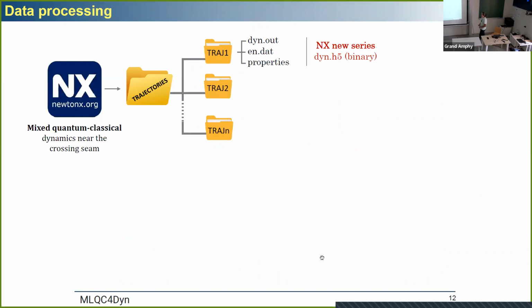So the first step in this pipeline is to collect our data. NewtonX will generate for us many independent trajectories. In each one of these folders, we have some text files, and we need to extract the numbers from these text files to build the matrix that I showed in the first slide. This was actually a very time-consuming part, because selecting these numbers from the text file can sometimes be a bit tricky.